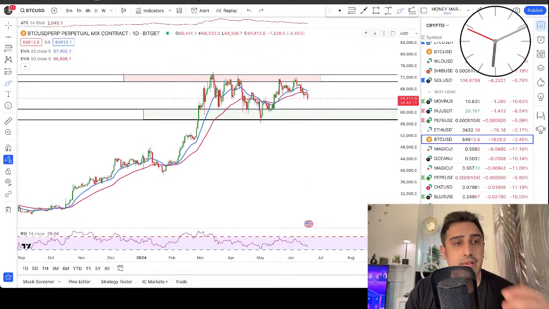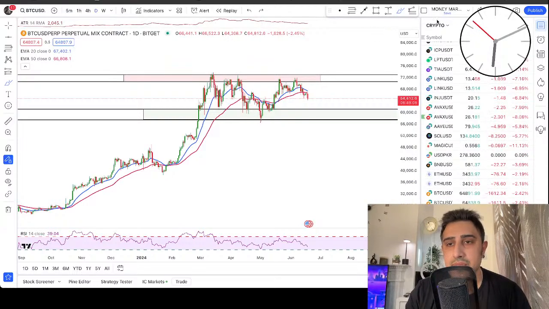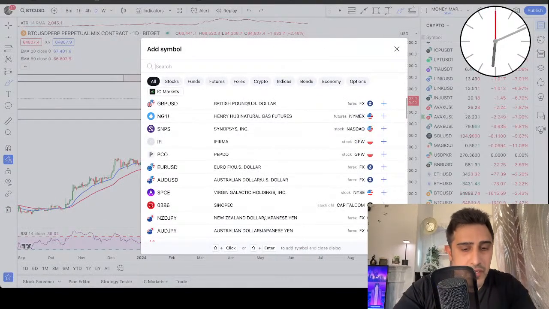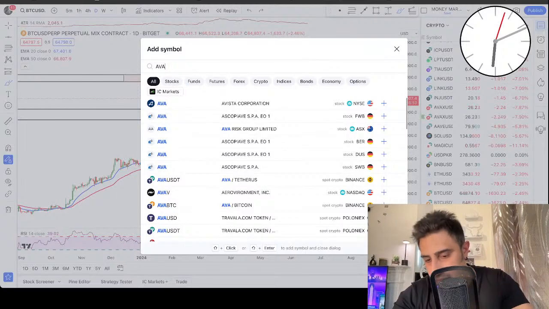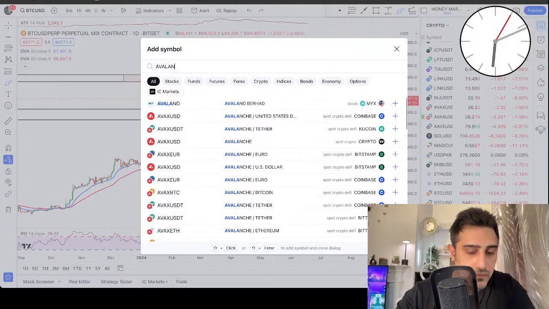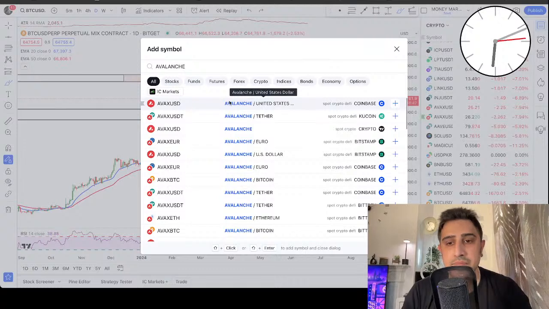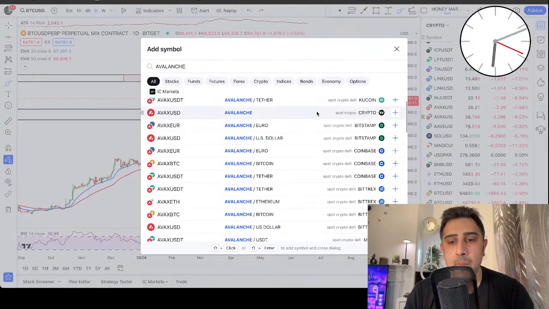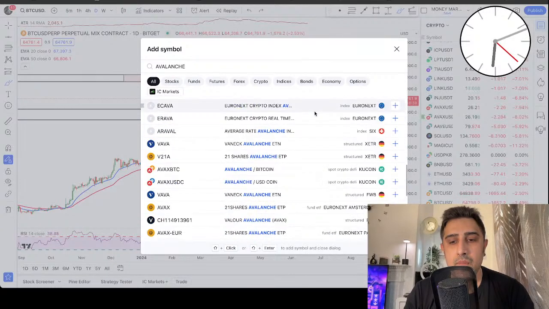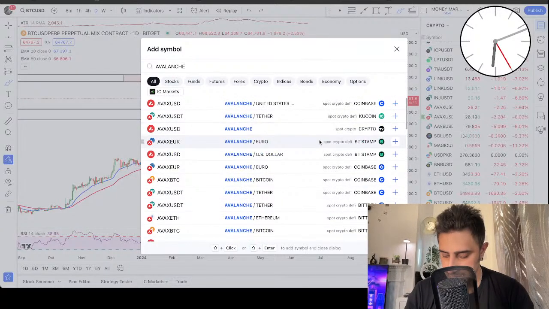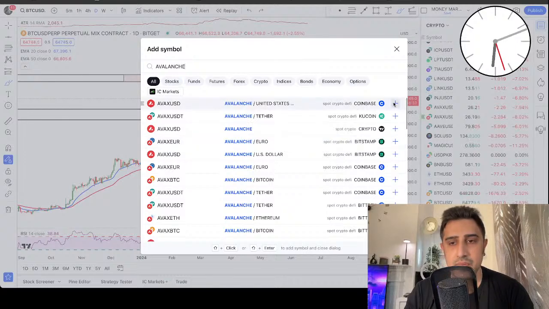Avalanche, okay, let's try to add this one. Just let me know if I'm looking at the right instrument. Are you looking at this one? If yes, just let me know. I'll add that. Perfect. So let's add this one.